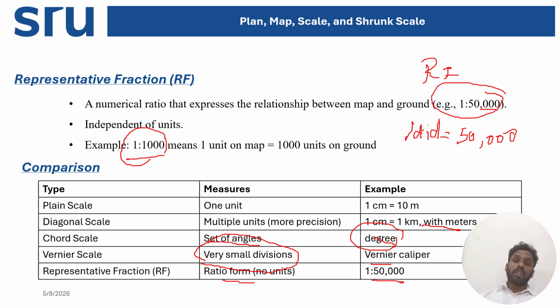So if you are measuring 1 meter on the map, you are measuring 50,000 meters on the ground. If you are measuring 1 millimeter on a map, it is equal to 50,000 millimeters on the ground. Okay. So it doesn't have a unit. You can use any feasible unit for your calculations.